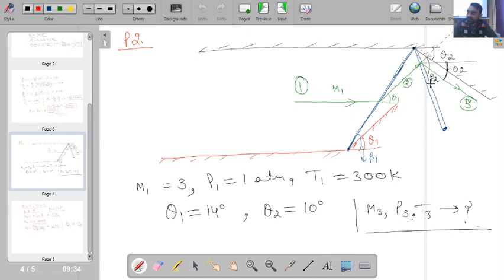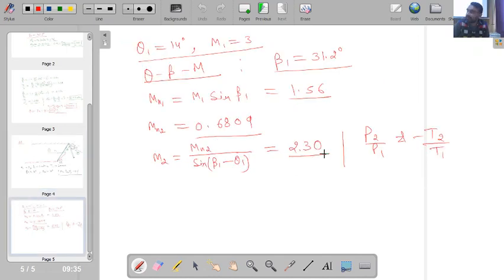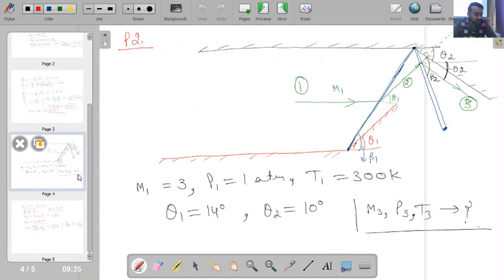Once again we have to refer to the theta-beta-M diagram. So the M value we have calculated. M2 is how much? Just now we have calculated 2.30. We have to now calculate theta. So what will be theta for the second wave? Can you tell me what will be theta for the second wave? Please tell me. Will it be equal to theta 2?